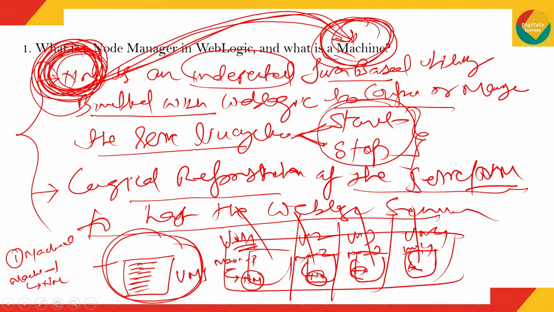And it depends on your configuration. If you have a single server, then you will have one machine. If you have multiple servers in the cluster, then for each and every physical server or virtual machine, you will need to configure a corresponding machine.